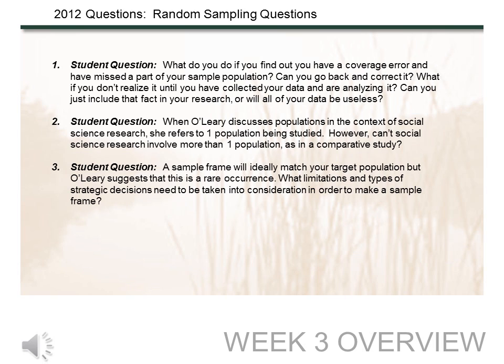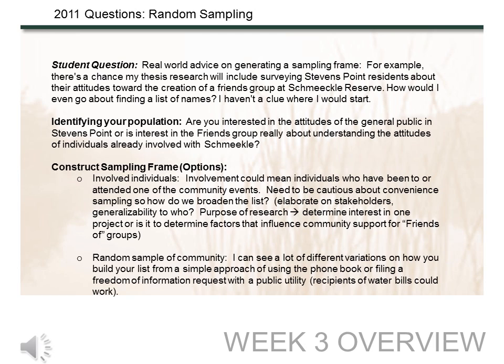So, all right, I'll go ahead and move on to the example here. Megan asked for some real-world advice about how we go about generating a sampling frame. Megan posted this on the discussion boards, and I thought this was a good example to bring up. She's interested in conducting a survey. Initially her thought is about surveying Stevens Point residents, so the general public, about their attitudes towards the creation of a friends group at Schmeekley Reserve. So how would you go about finding those names, generating a list of names?